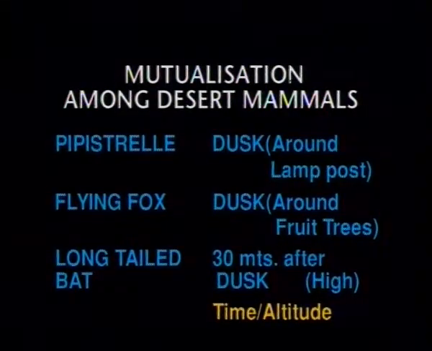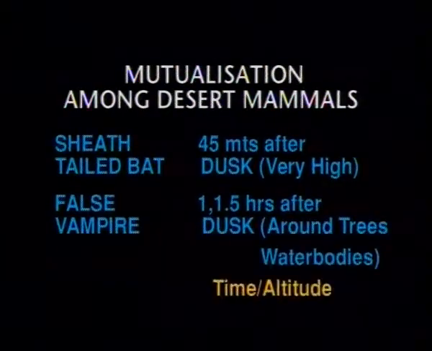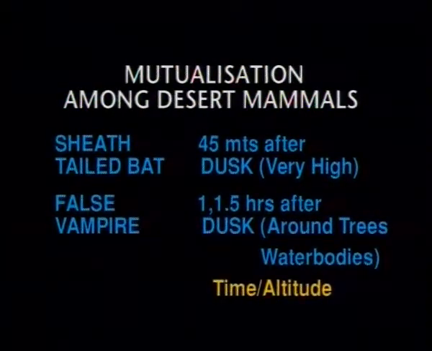Similarly, the bats, the microchiropterans, though they live together in caves, come out of the caves at 15 to 20 minute intervals and fly at different altitudes. At different altitudes, they get different types of insect fauna which they feed upon, and they minimize competition amongst themselves.